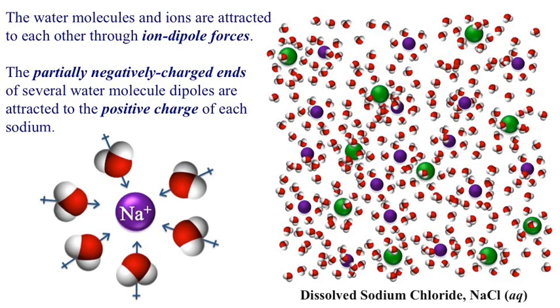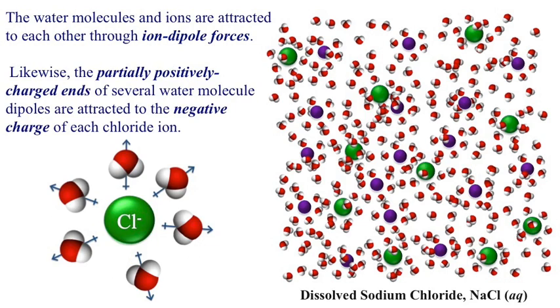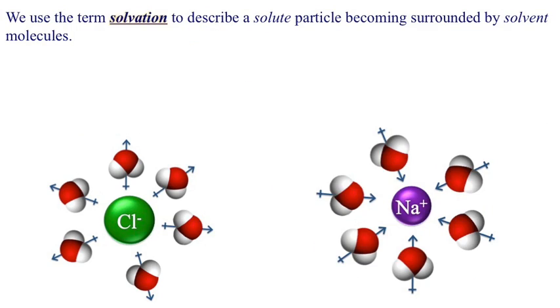The partially negatively charged ends of several water molecule dipoles are attracted to the positive charge of each sodium ion, as illustrated here. Likewise, the partially positively charged ends of several water molecule dipoles are attracted to the negative charge of each chloride ion. We use the term solvation to describe a solute particle becoming surrounded by solvent molecules. Solvation causes dissolution of the solute.